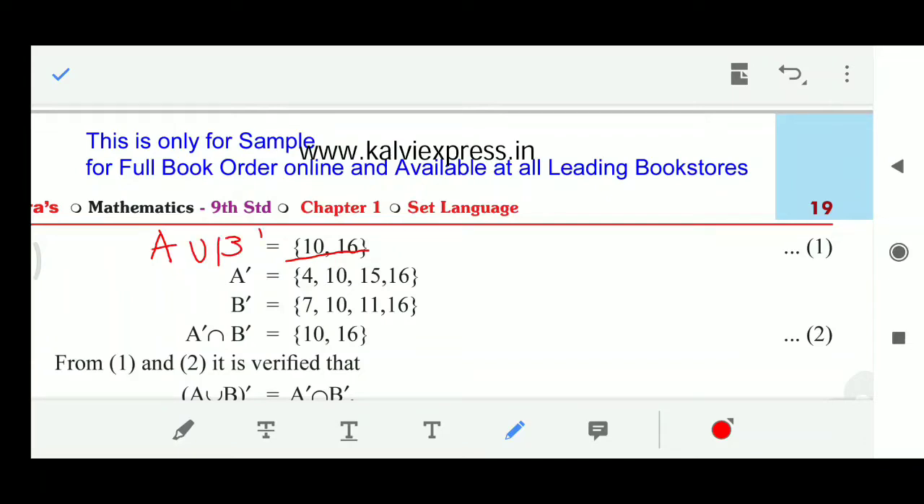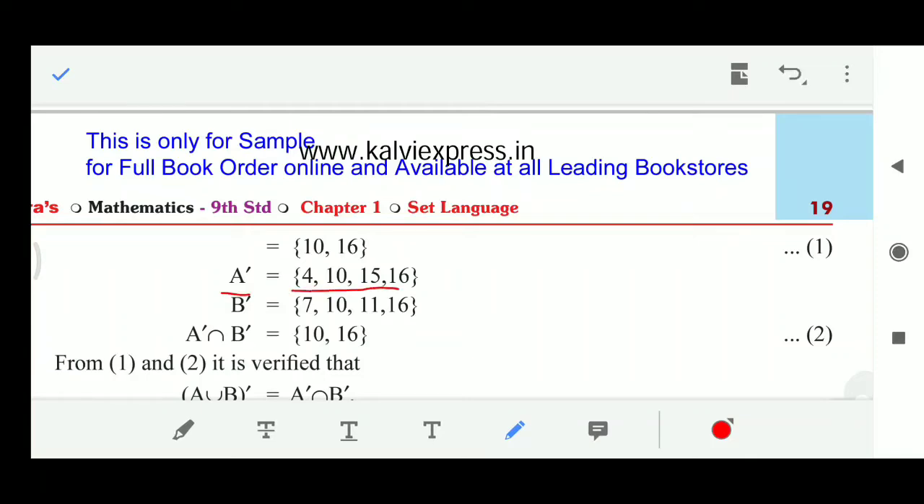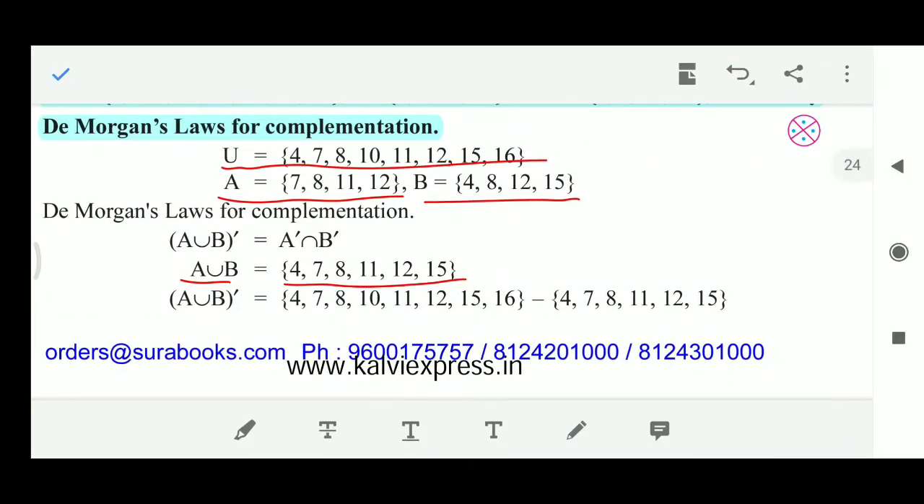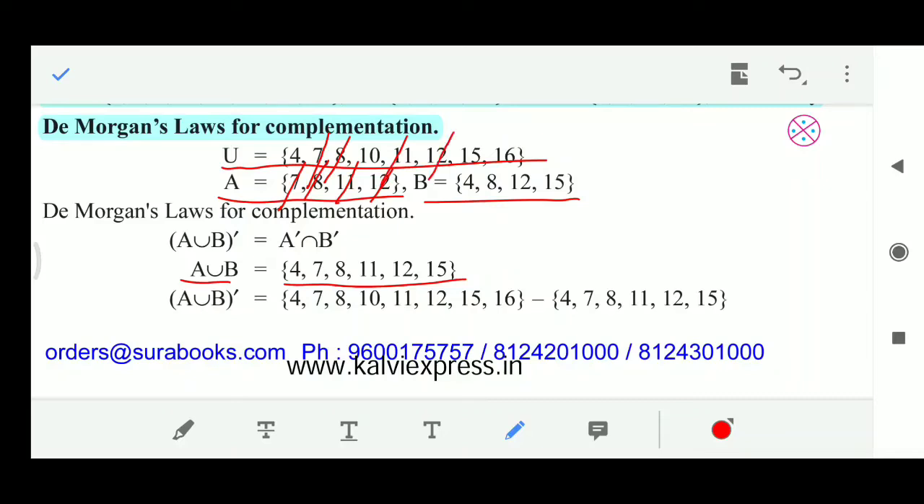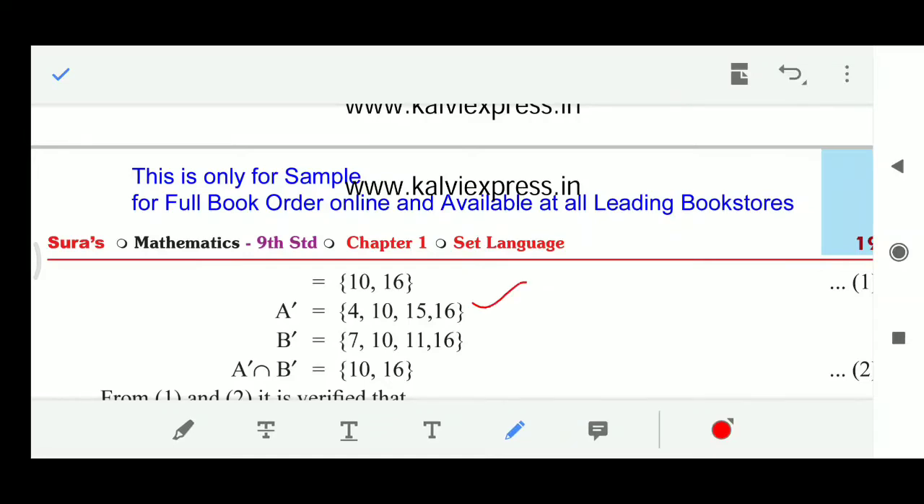Then you are going to find the right hand side. In this the first step is we are going to find the A dash. So you will get the A dash by universal minus A. So you have to eliminate the common elements between universal and A. What are the common elements from the universal and A? 7, 8, 11, 12. If you eliminate these 4 elements, the remaining elements are 4, 10, 15 and 16. So the A dash is 4, 10, 15 and 16.